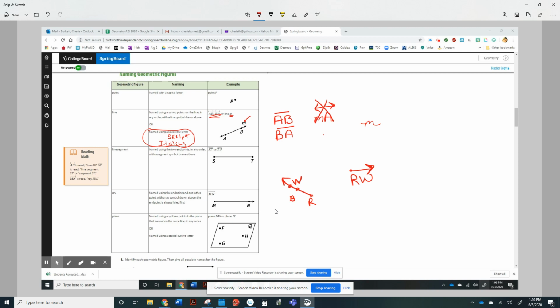The second letter is always some other point on the ray. So this ray right here has an endpoint at R. It has a point B on it, and it has a point W on it. If we're talking about ray RW, that's the same ray as ray RB. These two right here are the same ray. Students want to make the arrow go the other way, and you cannot write it like this. This is not the same ray.